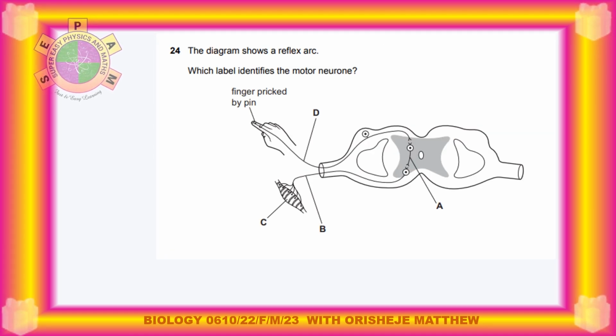Question 24. The diagram shows a reflex arc. Which label identifies the motor neuron? A finger is pricked by a pin. So we have here the sensory neuron carrying the information to the spinal cord. Then the relay neuron transfers it to the motor neuron. Then the motor neuron carries the information to the effector muscle so that the hand can be removed by contraction. So the answer is B.